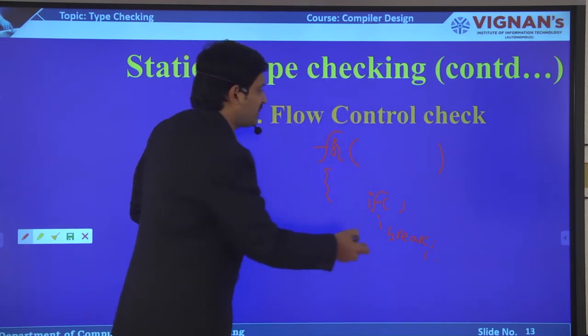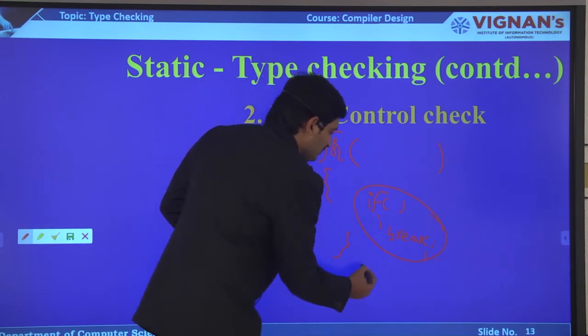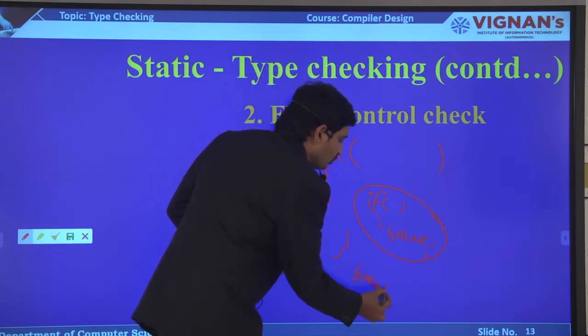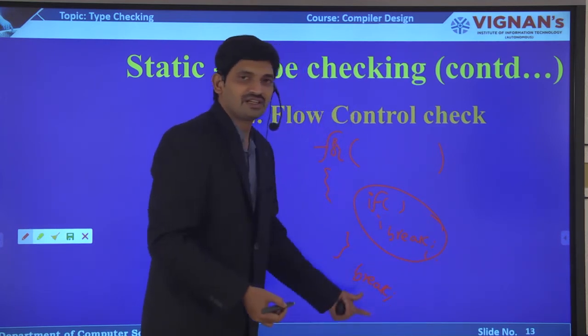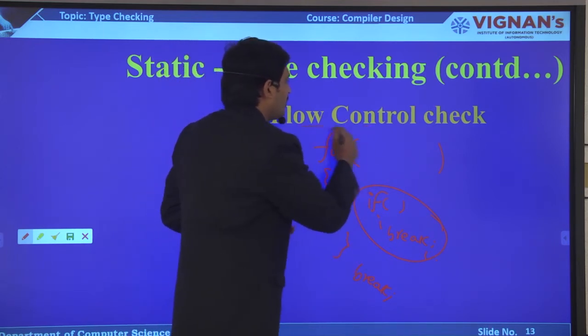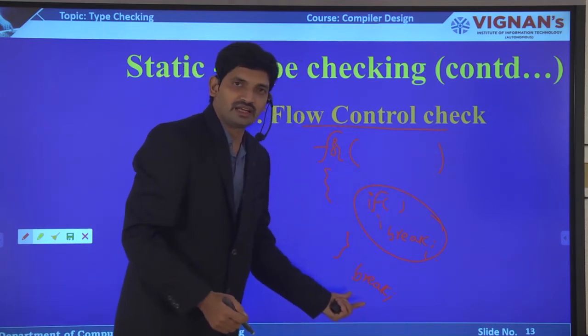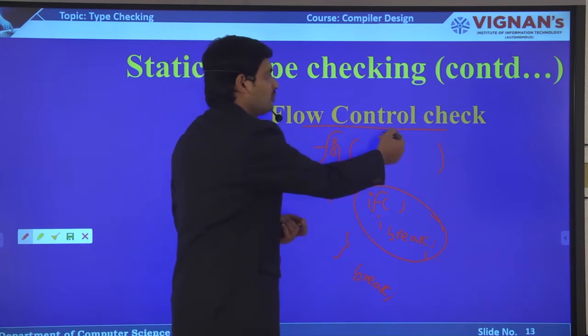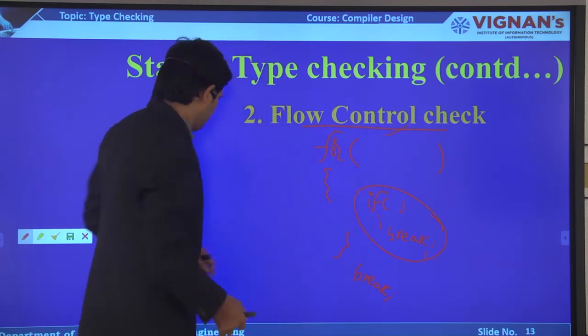But irrespective of any statement, if I am writing break outside of the loop, that indicates a flow control check, or an error, and that comes under flow control check. Okay, come to the third one.